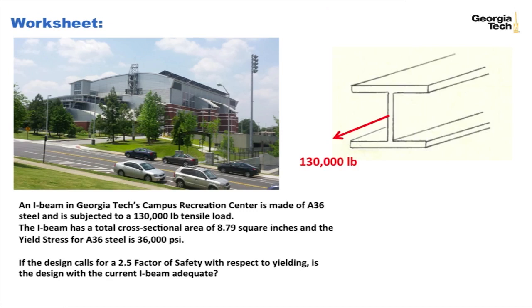This is our campus recreational center on Georgia Tech's campus. Let's say that we have an I-beam that's made of A36 steel, and it's subjected to a 130,000 pound tensile load. It has a cross-sectional area of 8.79 square inches. We're given that the yield stress for the A36 steel that's being used is 36,000 psi. And the design calls for a 2.5 factor of safety with respect to yielding. And so is this design of this I-beam adequate for the load that it's being subjected to?